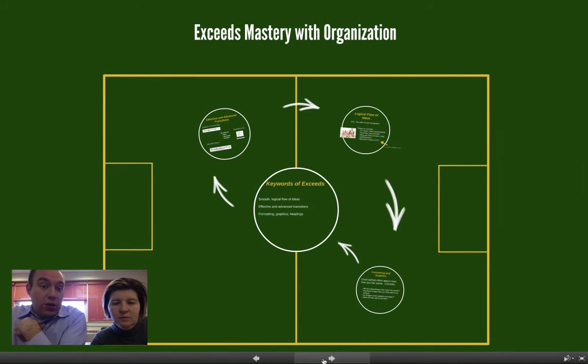So that's it for organization. Thinking about effective transitions, logical flow of ideas, and adding formatting and graphics.